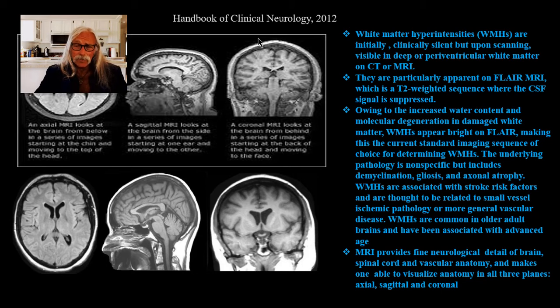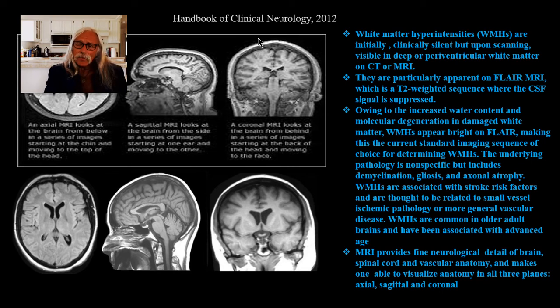Okay, so the cerebrospinal fluid signal is suppressed because you need that, otherwise it blocks the view. Owing to an increased water content and molecular degeneration in damaged white matter, the WMHs appear bright on FLAIR. Okay, so white matter hyperintensities appear white on FLAIR, making this a current standard imaging sequence of choice for determining those white matter hyperintensities. The underlying pathology is nonspecific, but includes demyelination, gliosis, and axonal atrophy. Three really unfortunate problems in the CNS.